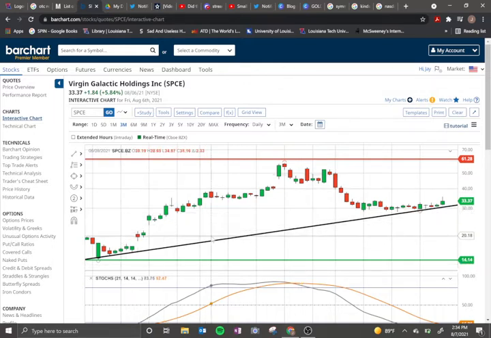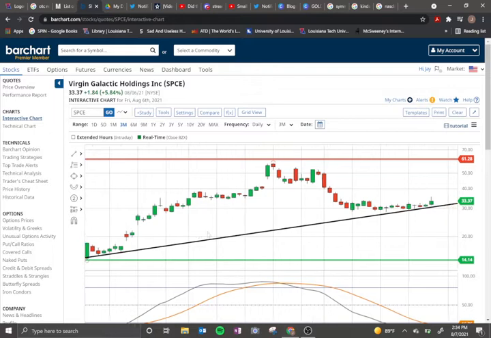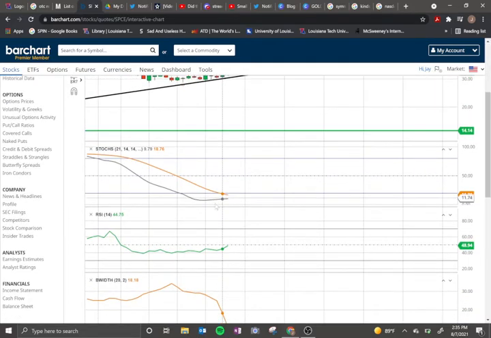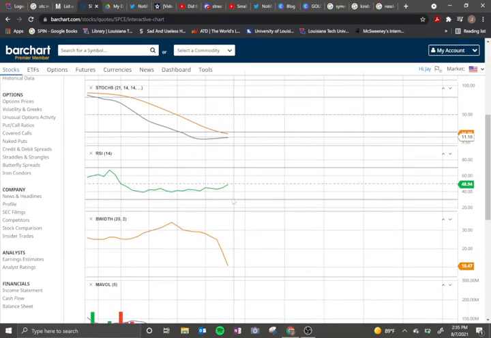This looks to be creating an ascending triangle, which is a bullish pattern, but isn't confirmed until you're outside of the resistance. Now, at the same time, if I were going to load up on SPCE, now would be a great time to do it because I'm against that trend line. I seem to be pushing up. Also, my slow stochastic is oversold. Looks like it's curving up.